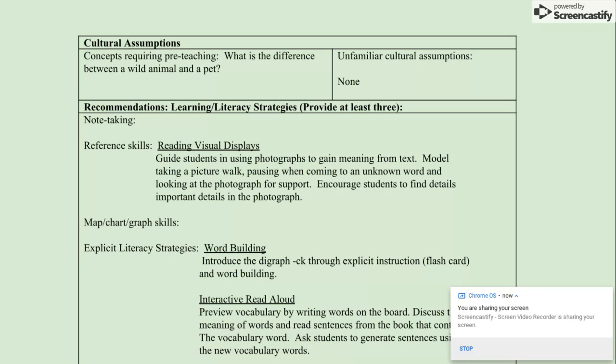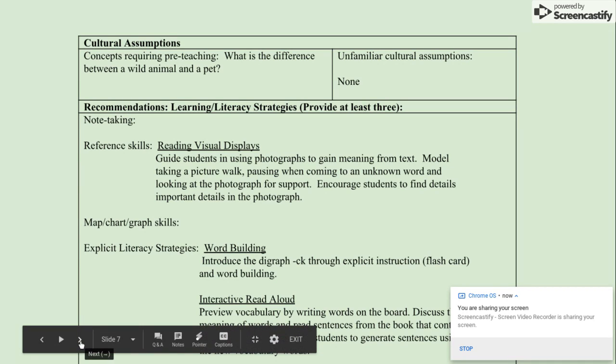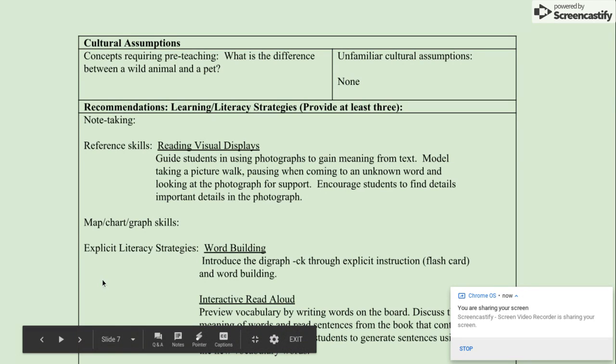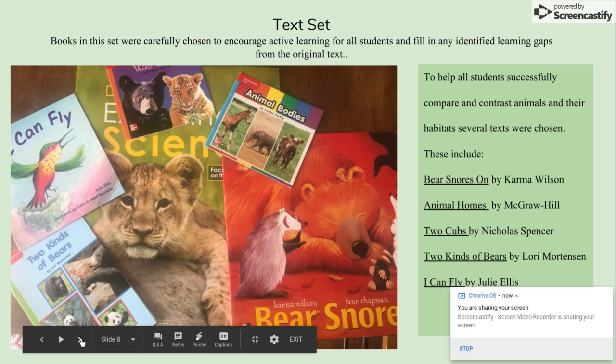There were a couple of strategies that we thought would help students interact with this text specifically, and as you'll see, other texts throughout the text set. Those include reading visual displays, again, using those photographs as visual cues to add more meaning to what we read. Word building, having those decoding skills in order to interact with the text, and vocabulary. This was an opportunity to really introduce some possible unknown words and work through those meanings.